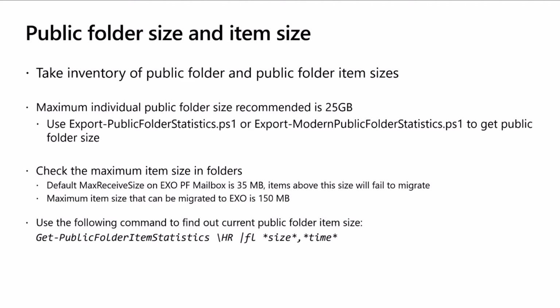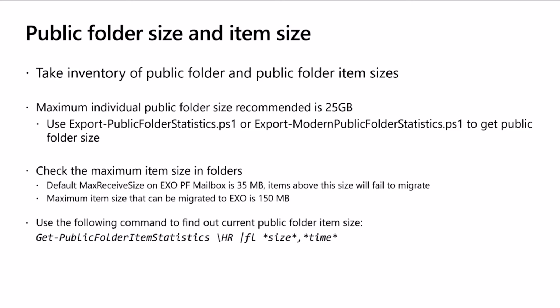I have observed a lot of public folder migrations failing or getting delayed because the individual items were too large or a very large public folder was being migrated. It is best to keep the maximum individual public folder size between 15 to 25 gigabytes and no more than this. You can use export public folder statistics script to get public folder size information. If you have any public folder larger than 25 GB, you should break up the public folder to ensure there are no public folders greater than 25 GB in size.